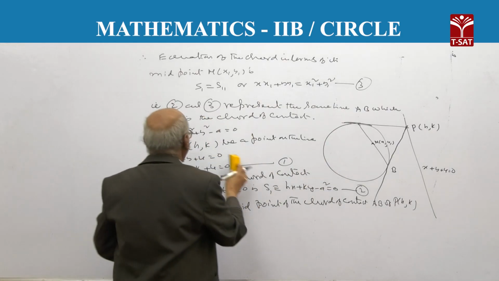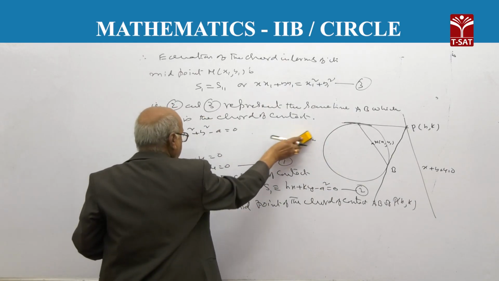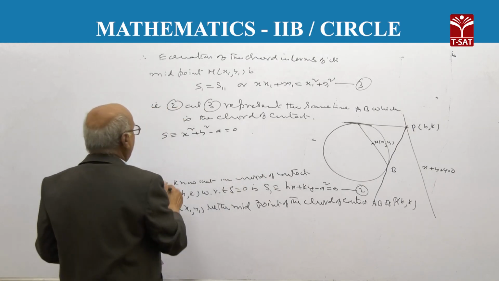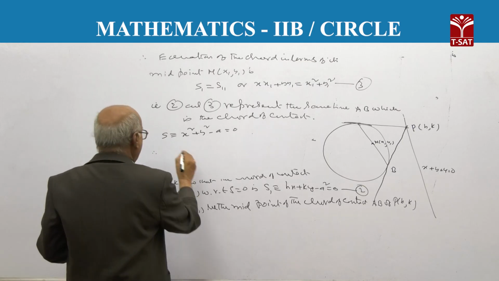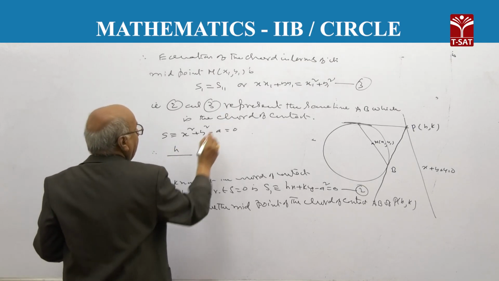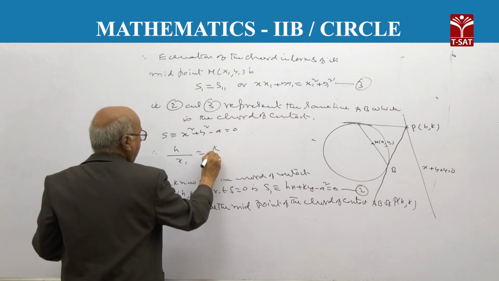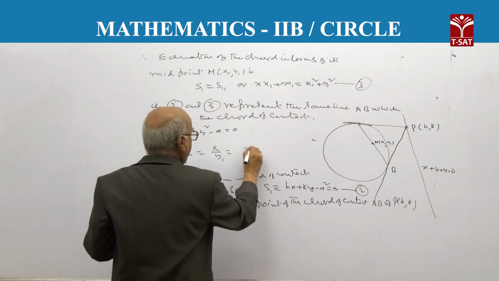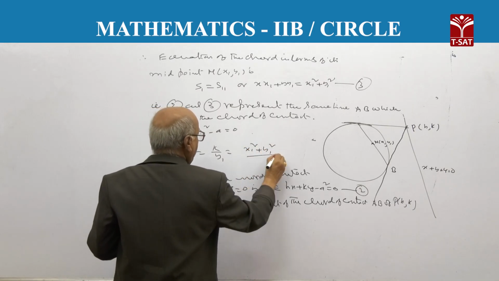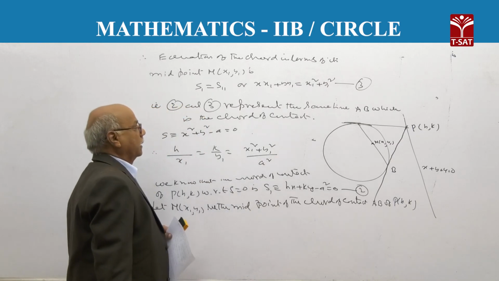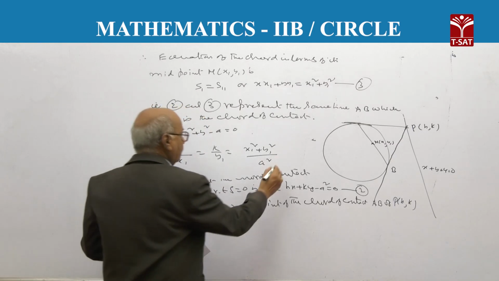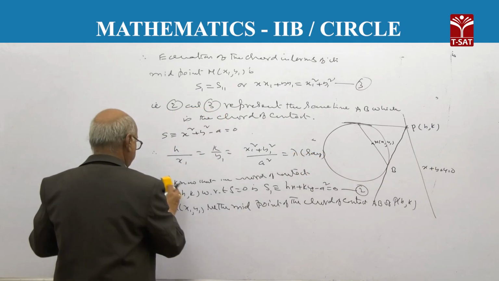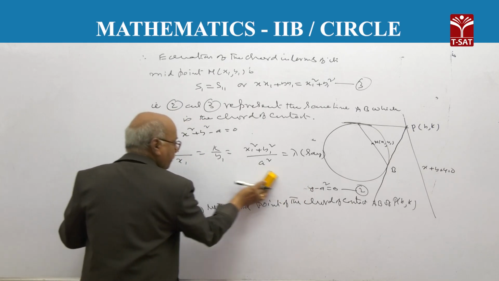So therefore, the corresponding coefficients are proportional. So therefore, h by x1 is equal to k by y1 is equal to (x1 square plus y1 square) by a square. So suppose each is equal to lambda, say.